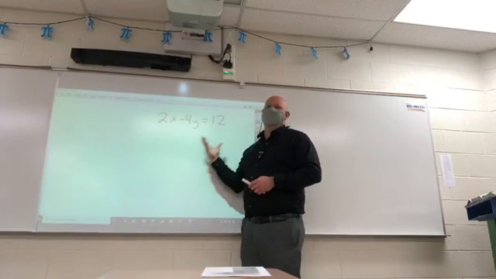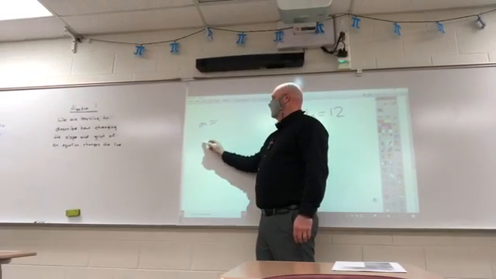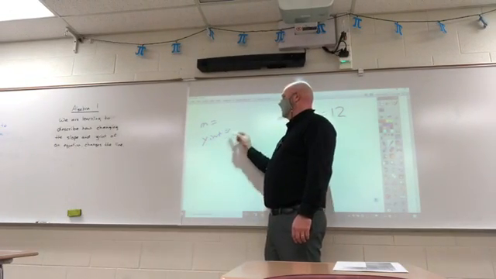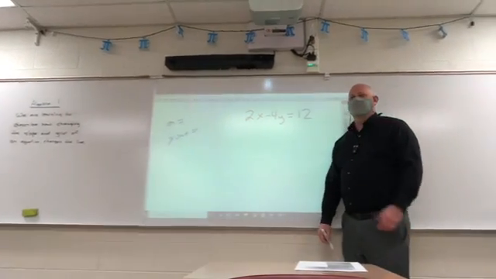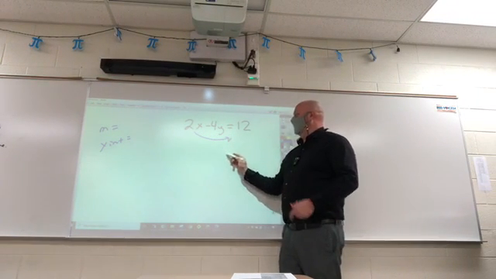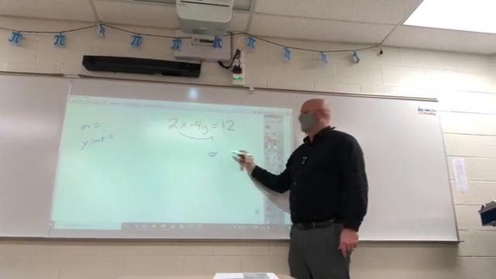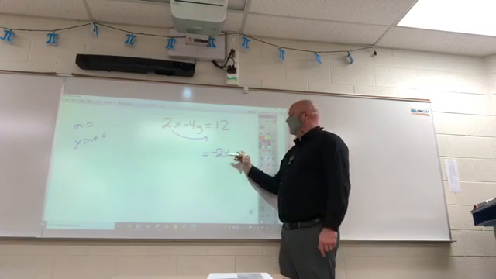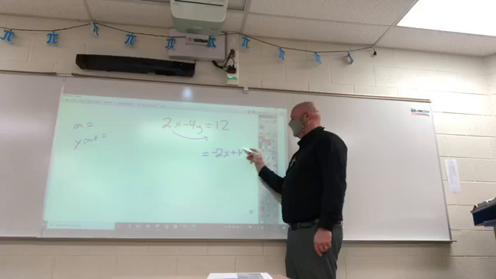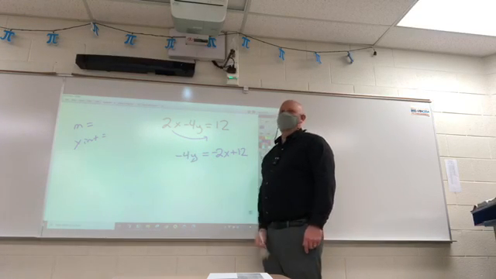What do we have to get by itself in order to say what is my slope and what is my y-intercept? We got to get the y by itself. So we move the 2x to the other side, so that positive 2x comes over here and becomes negative 2x. I still have this 12 here, and then I have negative 4y. Now what?